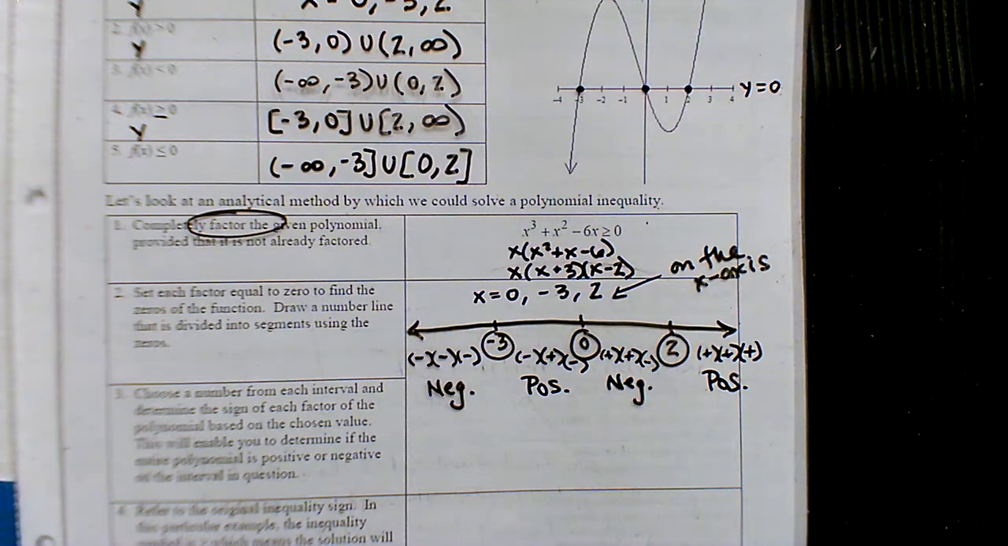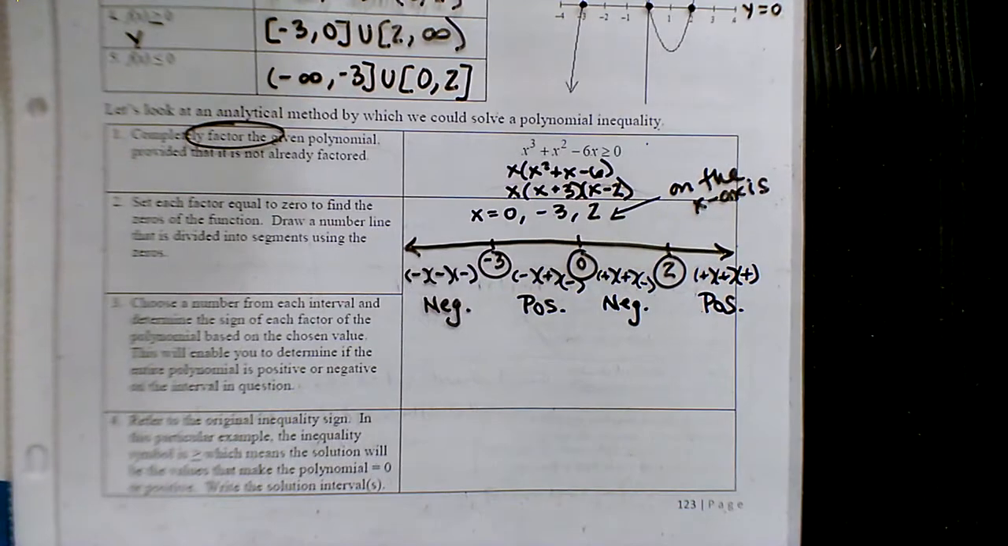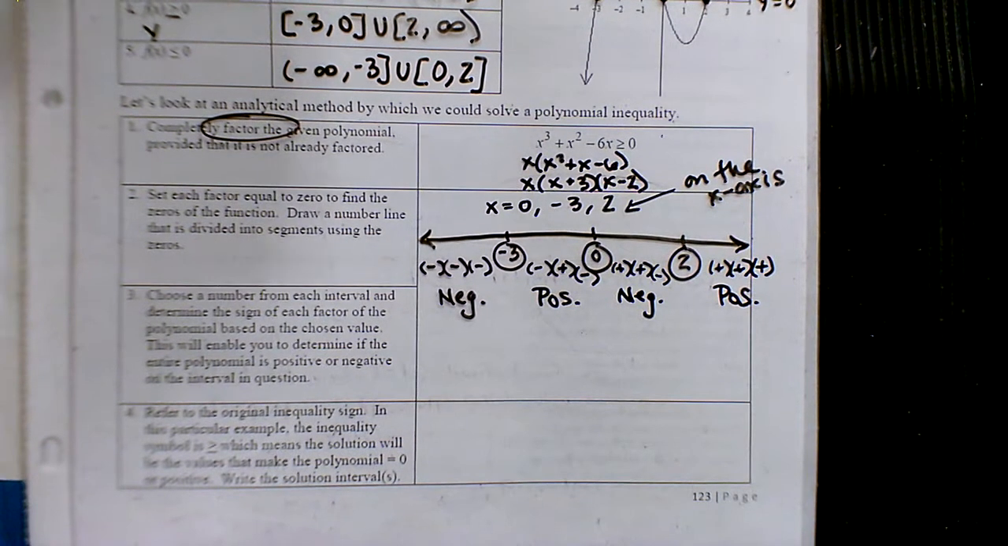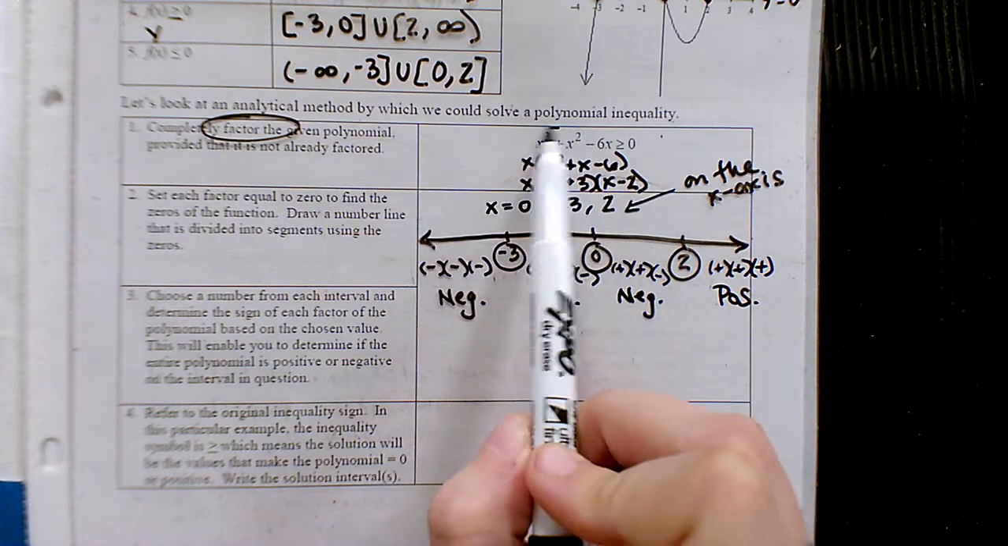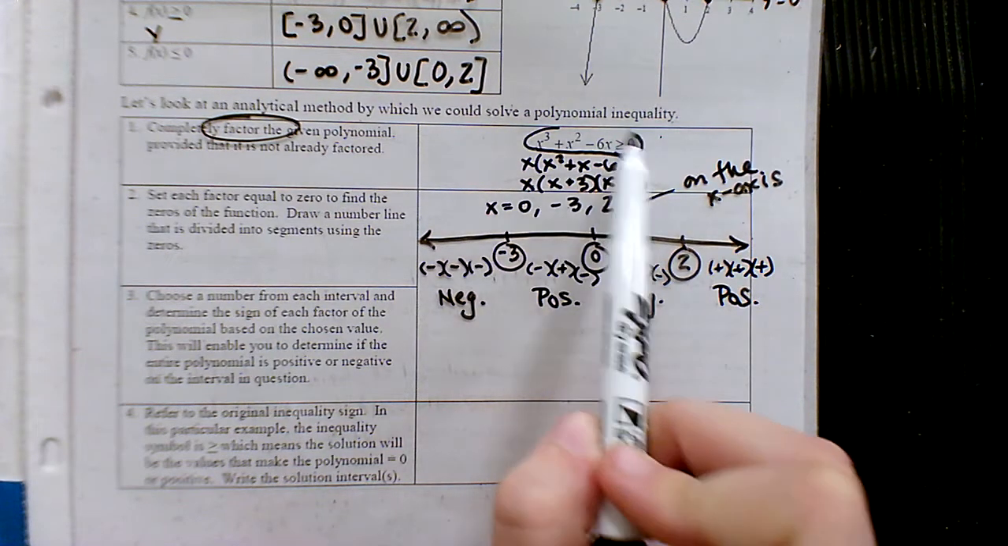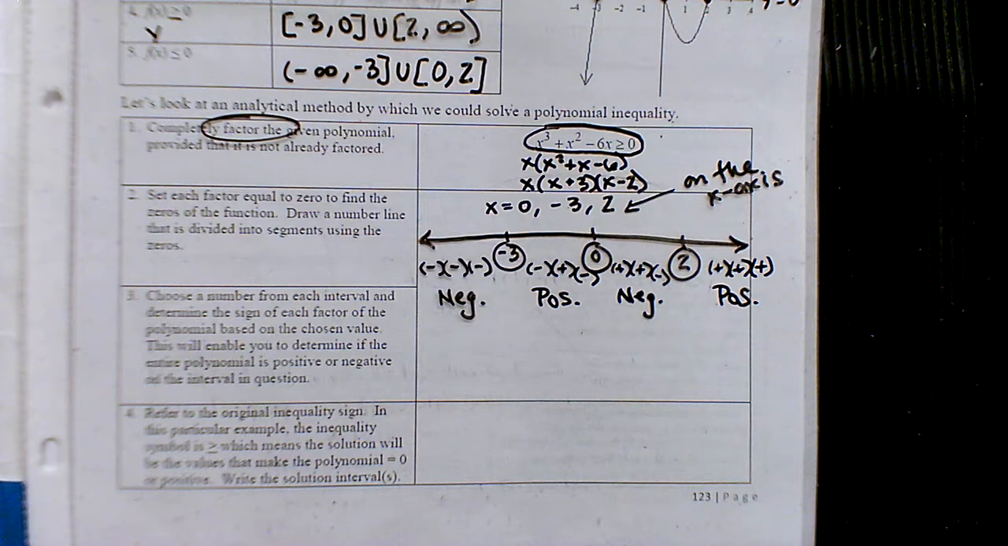Okay, so with this number line, we're going to analyze what we're trying to figure out. Are we above the x-axis or below the x-axis? And then we're going to identify those specific intervals. So in the last box, it says refer to the original inequality sign. We want this polynomial, that function or graph, to be greater than or equal to 0.